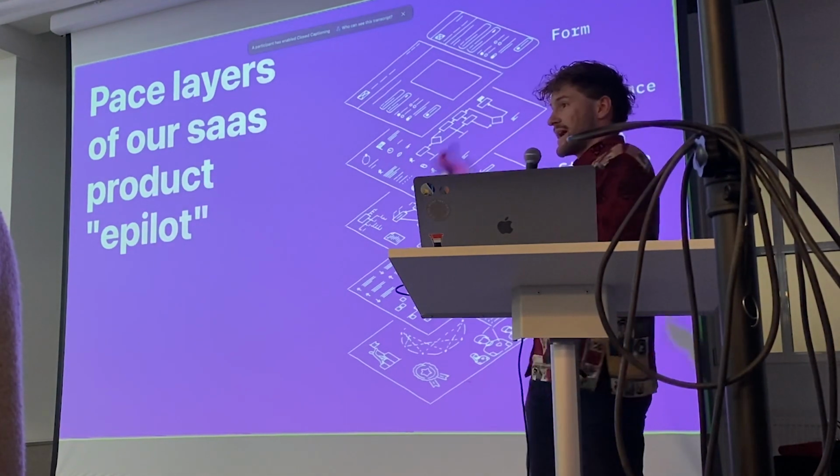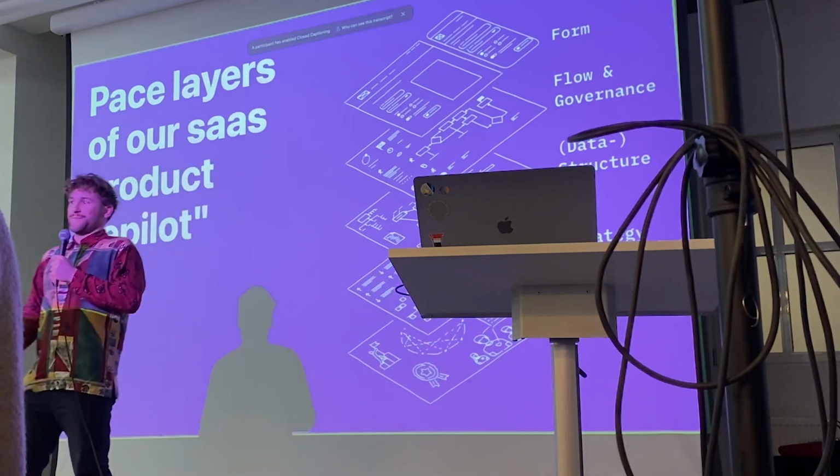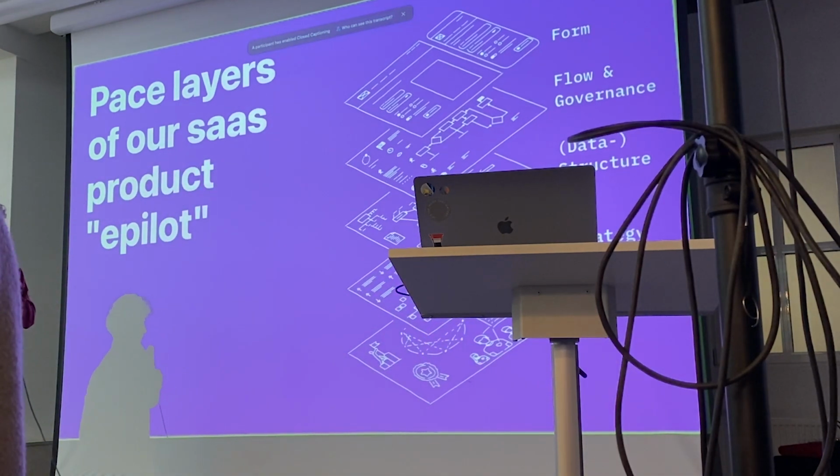Yeah, so we did the exercise to actually understand which pace layers our product has. And we came up with 5 distinct pace layers, which change independently at different rates. The fastest one is form. The user interfaces, it consists of the visual appearance of it, our entire modular fancy design system, the microservices, the micro front ends, yada yada yada. Then we have the flow and governance layer.